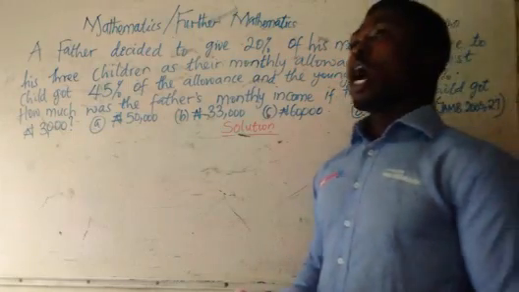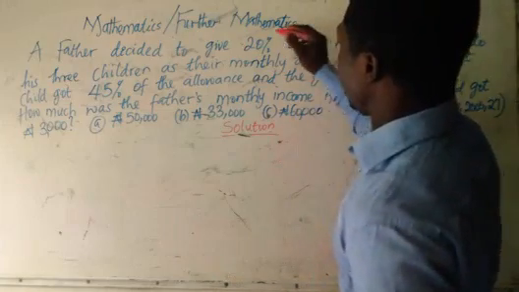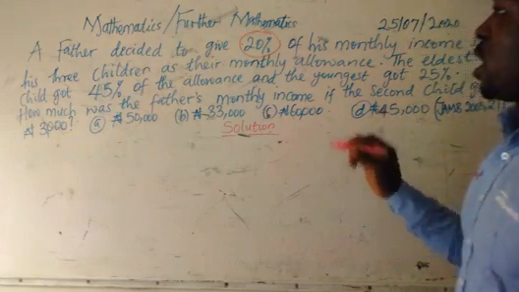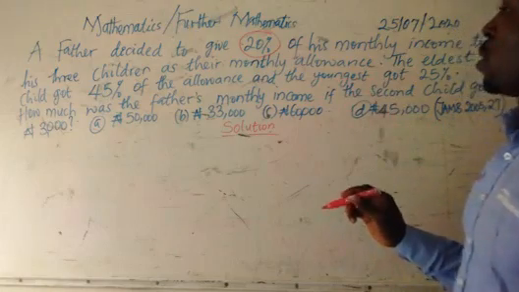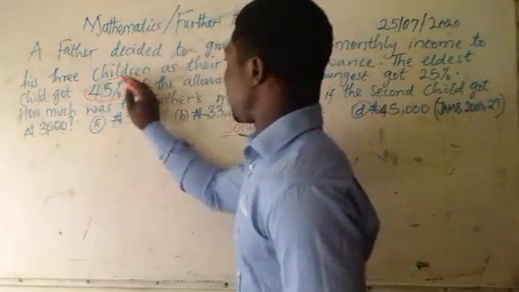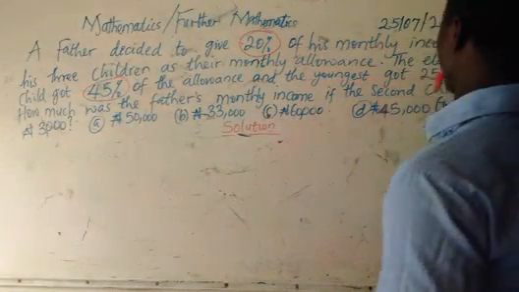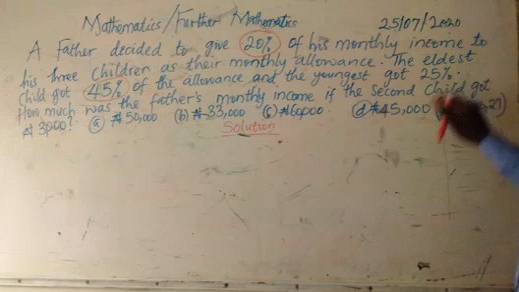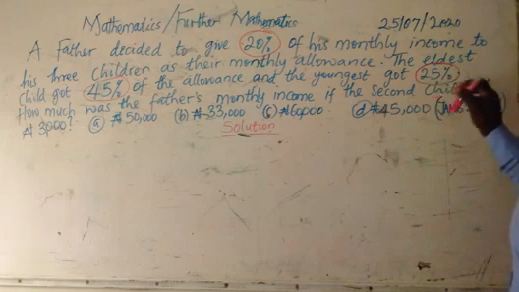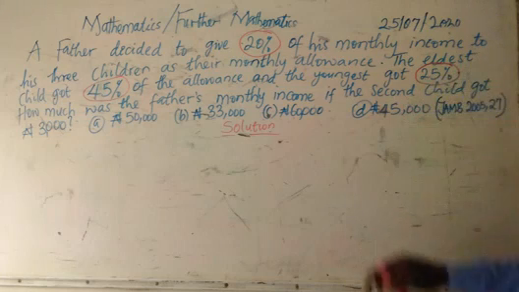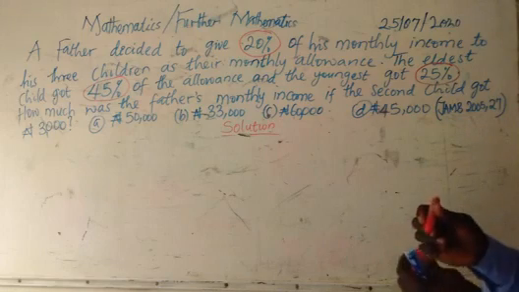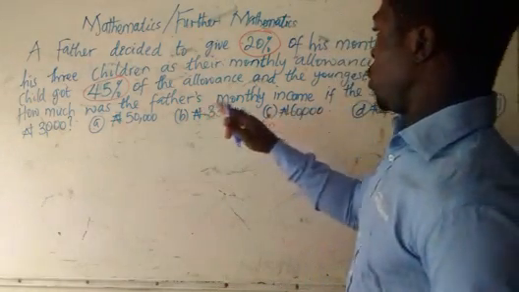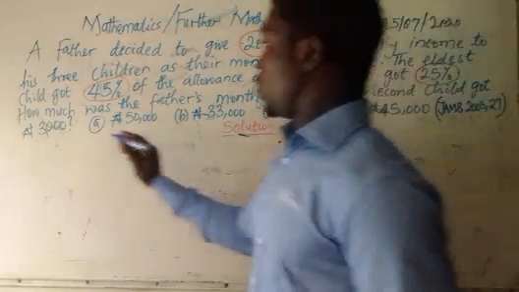Alright, let's circle out the basic facts here. 20% of the monthly income is to be shared among the 3 children. 45% of the 20% of the income goes to the eldest child, and then the youngest child got 25%.